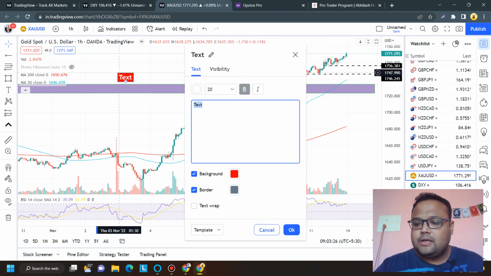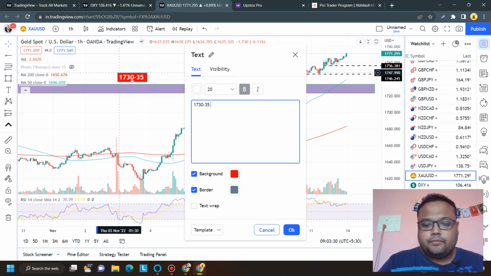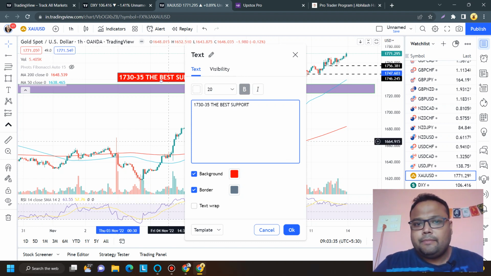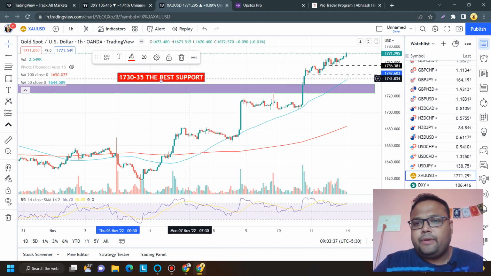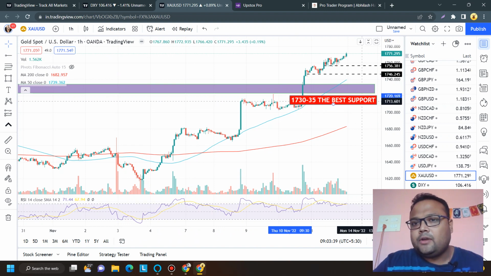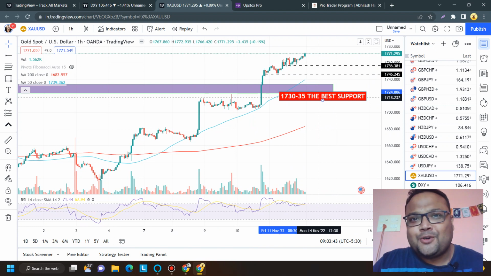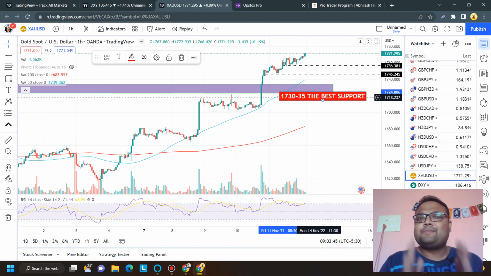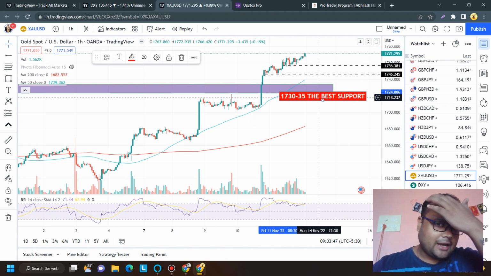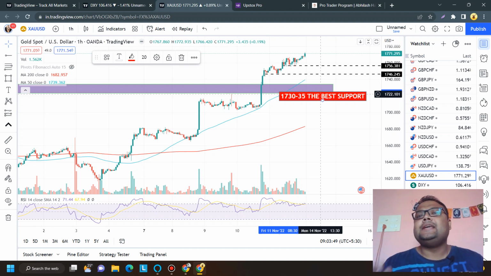Let me write it down. 1730 to 1735, the best support. Why the best support? Because this was the previous resistance for the market, which will now be acting as the what? Support for the market. Resistance becomes support and support becomes resistance in the market. But this is the ultimate support. You can see that this level is quite far away.